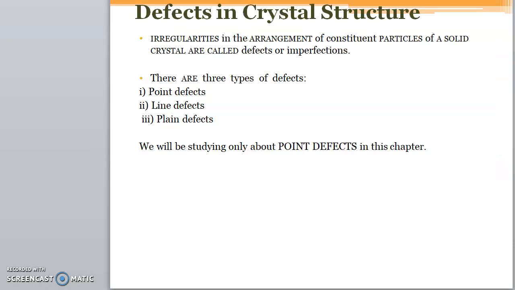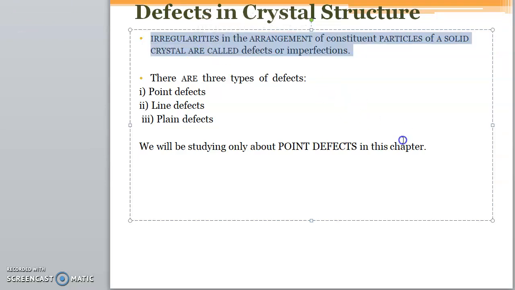But over and above that, solids also face defects in them. Now what are these defects in crystal structure? They are irregularities in the arrangement of constituent particles of a solid crystal. They are called defects or imperfections. Now any compound, any substance, my dear students, very rarely you'll find it to be a perfect solid or a perfect liquid or a perfect gas. There will always be an external impurity that will cause a defect in it. So there will always be imperfections in it.